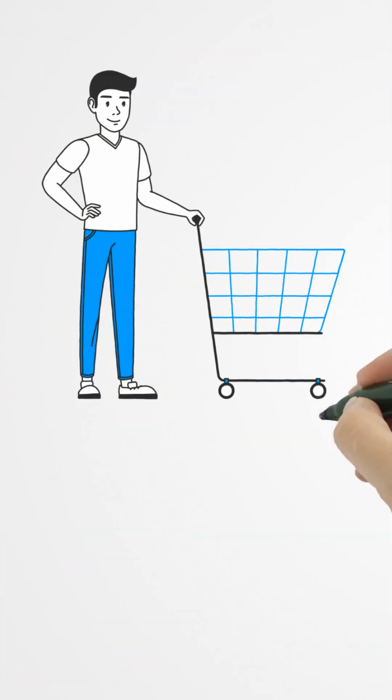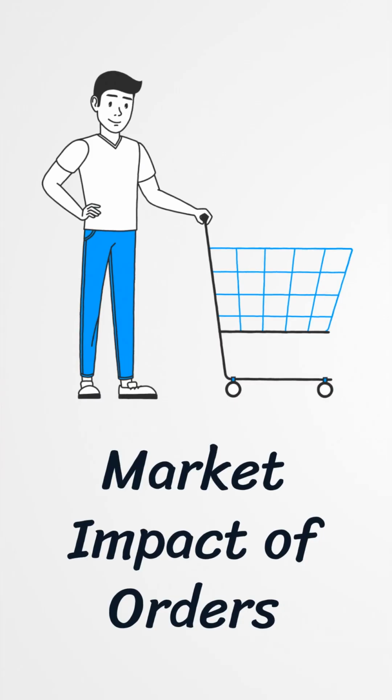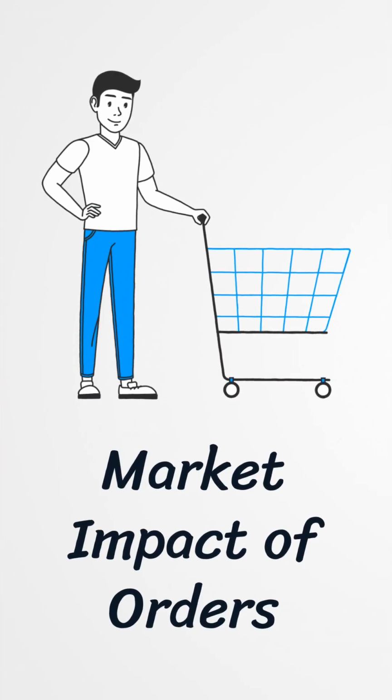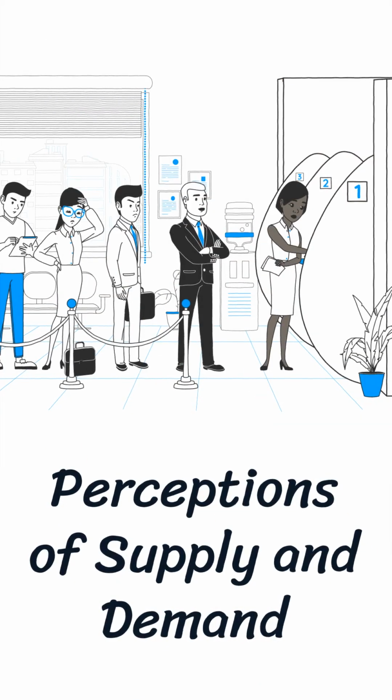You should know that large limit and stop orders, as well as market orders, can move the market price if they are visible to market participants. This is because they affect market participants' perceptions of supply and demand.